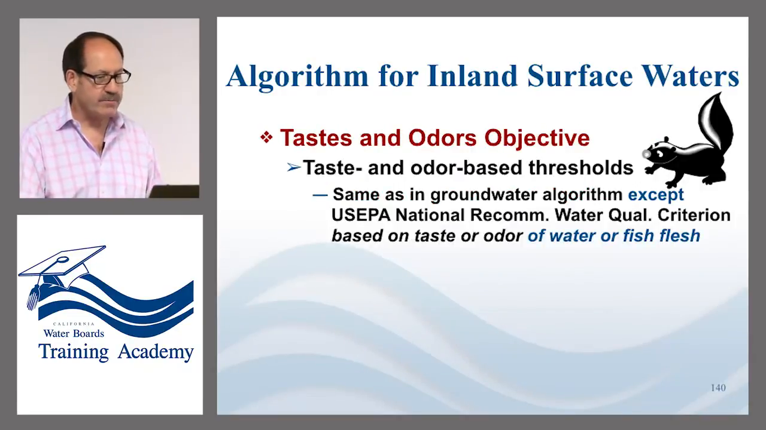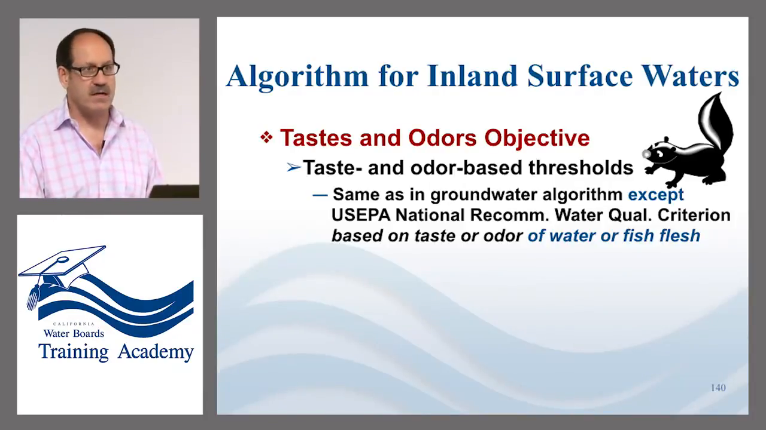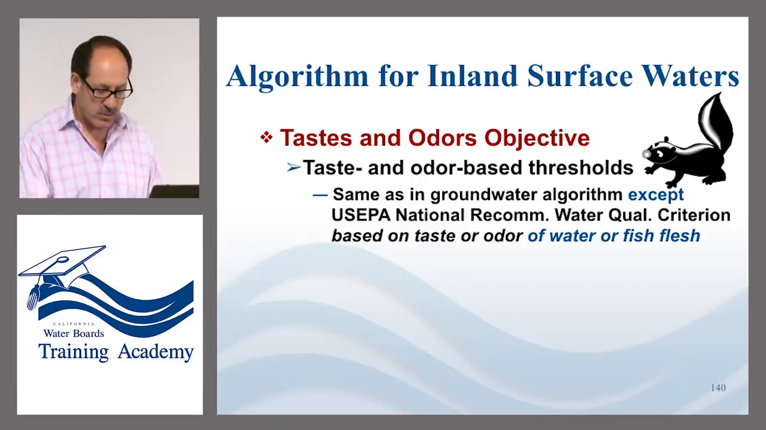Taste and odor, it's the same as the groundwater algorithm, but something that taints fish flesh is also relevant here. So if we have EPA national recommended water quality criteria based on the taste or odor that's imparted to fish tissue, we'd want to include that here. We wouldn't include that in the groundwater algorithm.